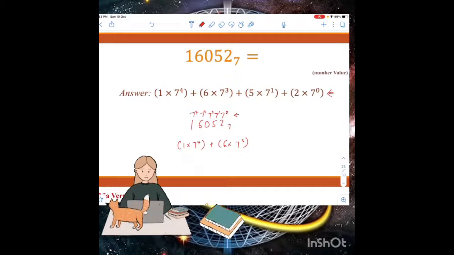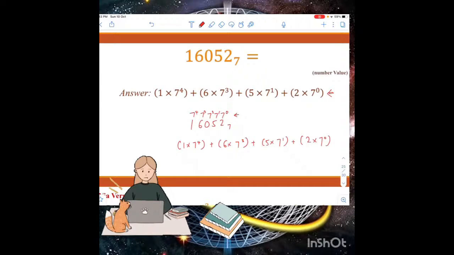But in the choice of answer, you don't have to choose the 0 multiplied with 7 to the power of 2. Now we continue to 5 multiplied with 7 to the power of 1. Sometimes you don't have to write 7 to the power of 1. You just write 7, because 7 means 7 to the power of 1. So now the last one will be 2 multiplied with 7 to the power of 0.